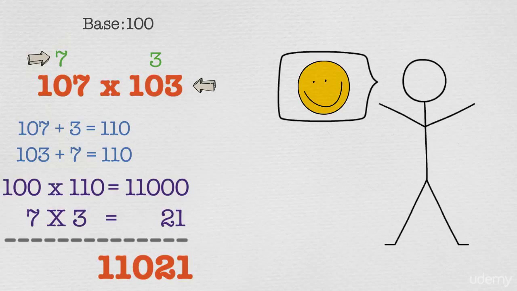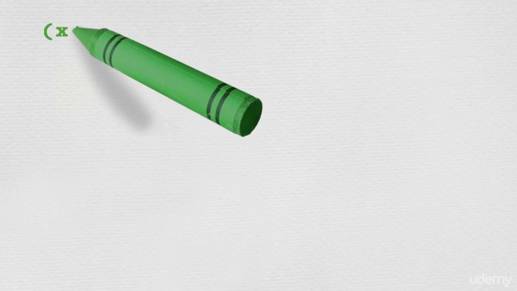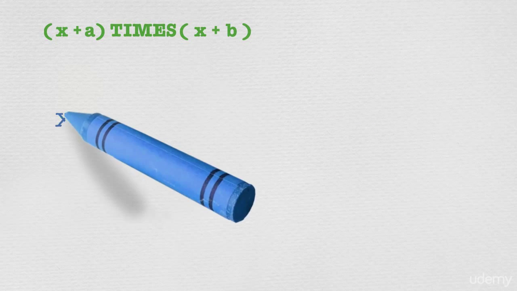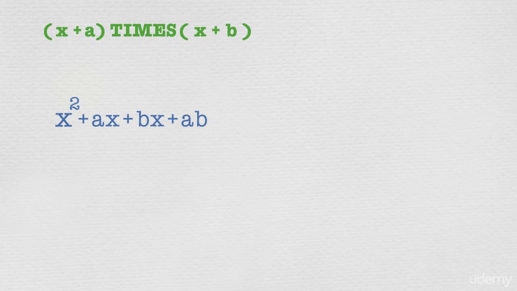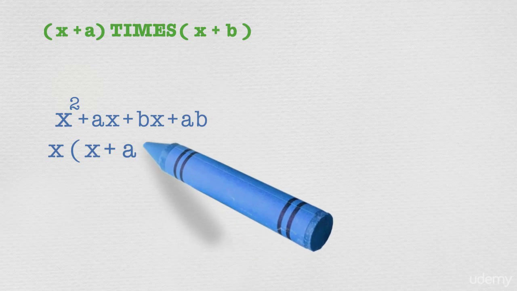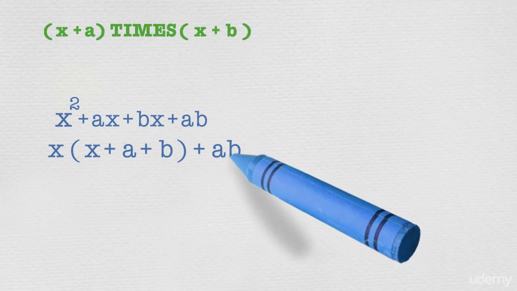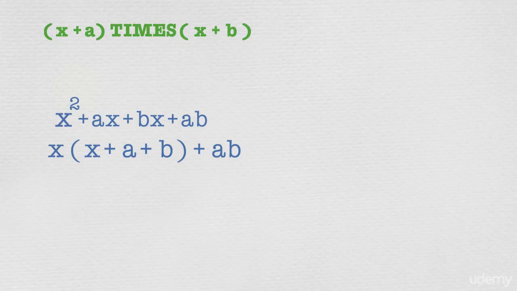Now here's another algebraic expression pretty similar to the first one we saw. (x plus a) into (x plus b). Solving this expression gives us x squared plus ax plus bx plus ab. Since x is present in three terms, let's get it to one side. So we have x times (x plus a plus b) plus ab.